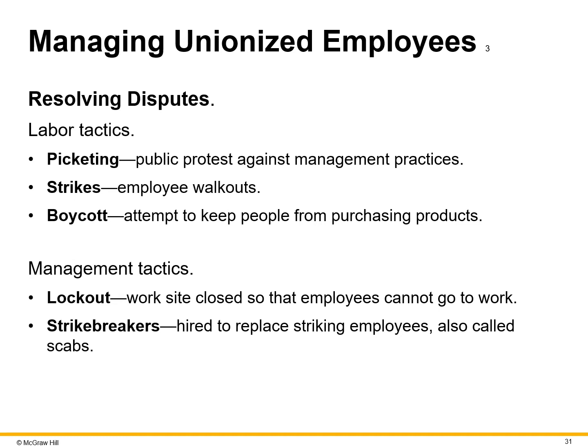Sometimes labor and management cannot agree on labor contracts. When collective bargaining breaks down, either side may resort to drastic measures to achieve its objective. Some of these labor tactics include picketing, the public protest against management practice with workers marching at the employment plant. Strikes, or employee walkouts, are one of labor's most effective weapons against management. However, they are a weapon of last resort.